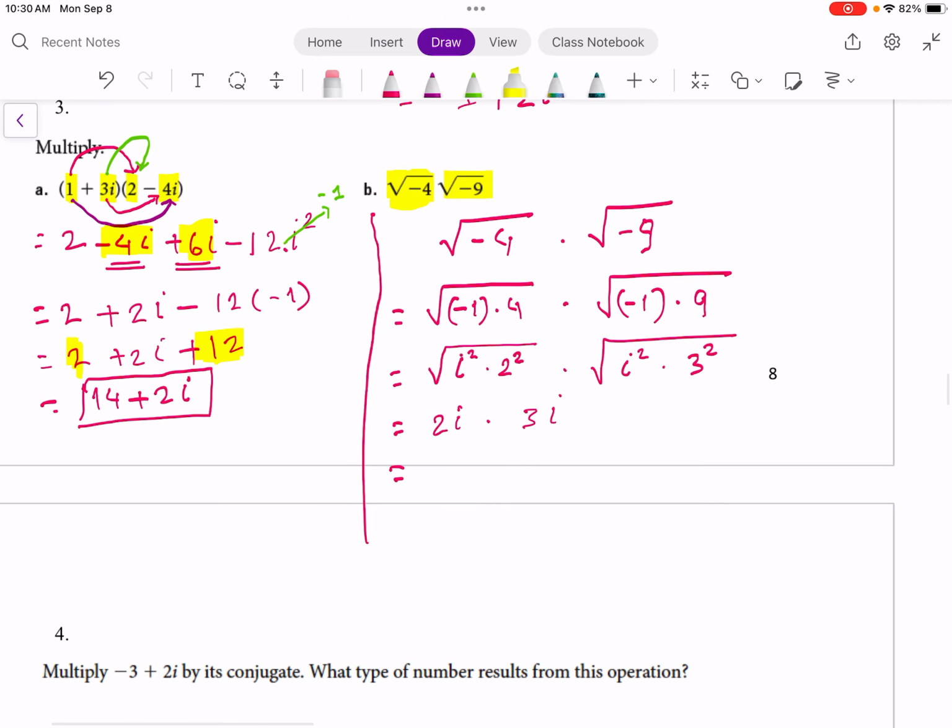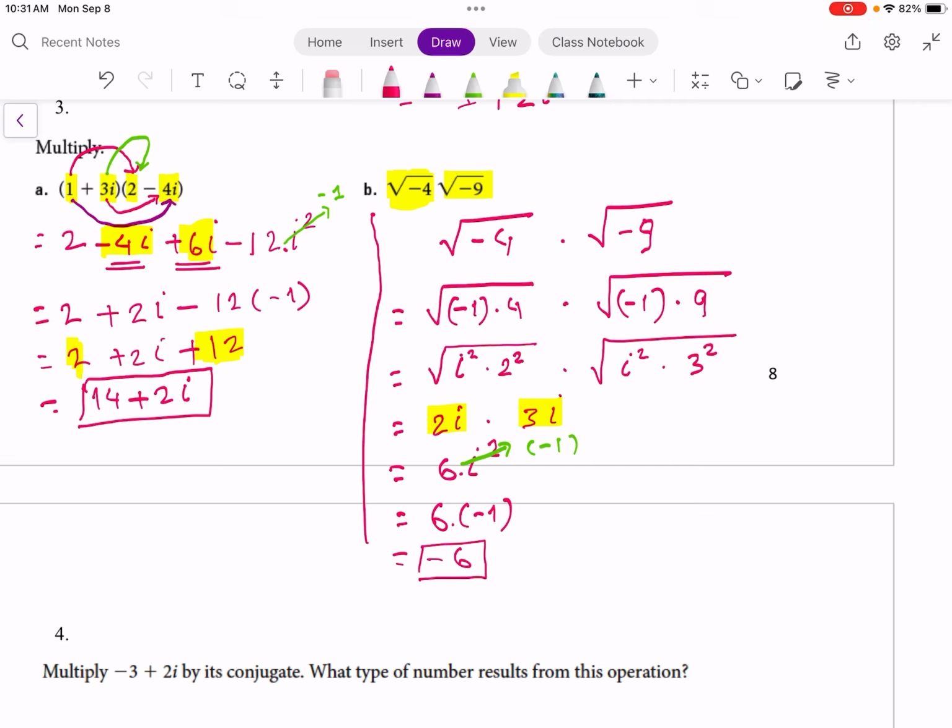Now see, there is no more radical sign, square root with a negative number. Now 2i times 3i: 2 times 3 is 6. i times i is i squared. You can't leave i squared, you have to replace it, and this i squared is negative 1. So this is 6 times negative 1, which is negative 6. This is the final answer. So the square root of negative 4 times the square root of 9 is negative 6.